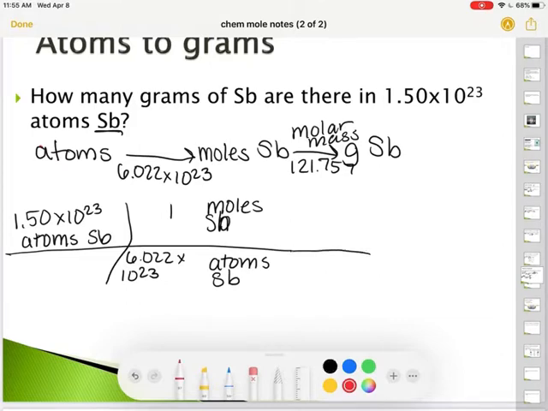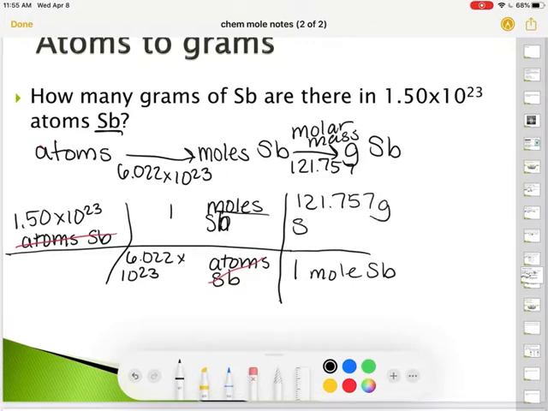If I was to stop this calculation here, my unit would be moles, but I want to make sure I keep it going so I don't lose any digits, okay? So now I have the term moles, and I want to go from moles of Sb to grams of Sb. So if moles is up here on the top, I have to put it down at the bottom. 1 mole of Sb is equal to 121.757 grams of Sb. Okay, so now my unit moles has canceled out.